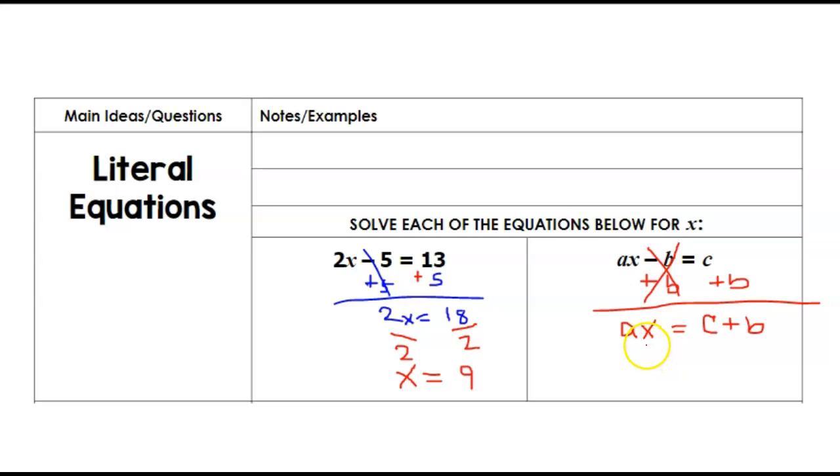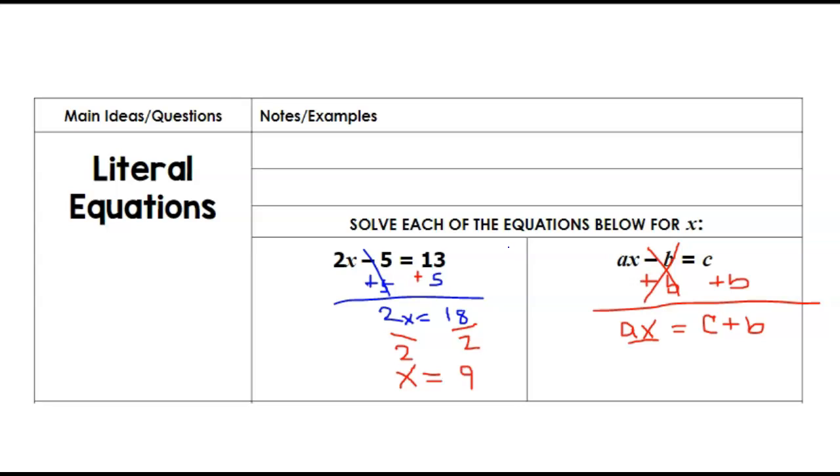These are literally literal. Now, if I want to get x by itself, I got an ax over here. What do I do to get x by itself? Well, look at the left. What we did is we divided both sides by 2, right? To get x by itself. Well, over here we do the same thing, but this time we're dividing by a what, guys? E-learners or face-to-facers? We're dividing both sides by what?